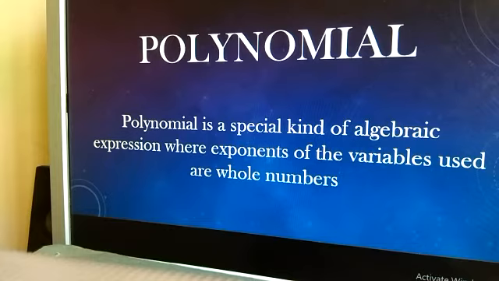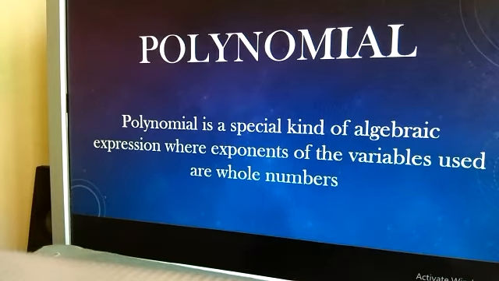So whatever variable is used in the algebraic expression, when you look at the powers of the variable, they will definitely be whole numbers. The powers cannot be a negative number. The powers cannot be a rational number, like that. So the powers of the variable used in the expression must be whole numbers. Then those algebraic expressions come under the category of polynomial. The remaining expressions come under the category of multinomial.